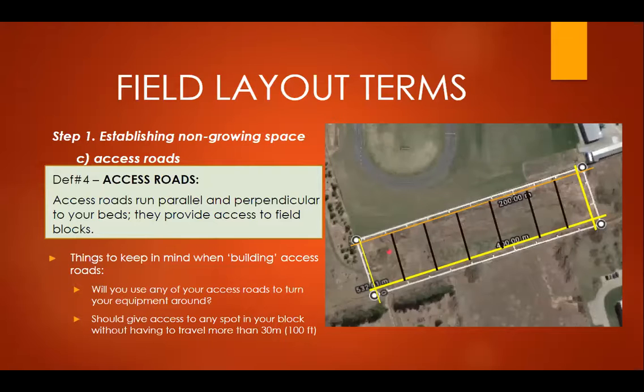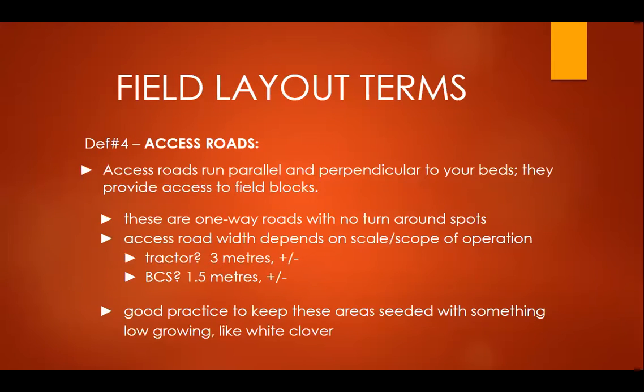You want to be able to get it over to your access road real quick, where you have either a wheelbarrow or something on wheels to help you carry it out. So your access roads help break up your garden space in order to provide access to your field blocks. That is the third element of your non-growing space. You got your buffer zones, you got your headlands, and then you have your access roads.